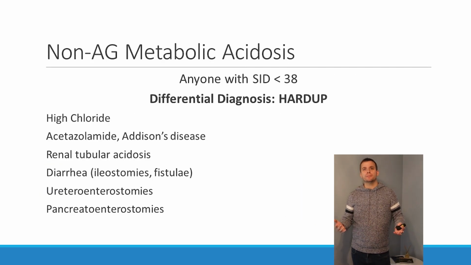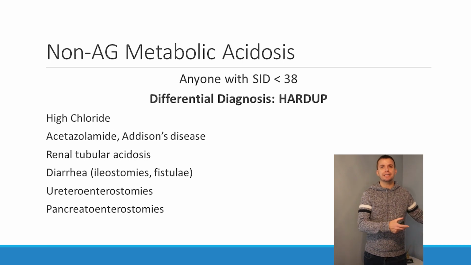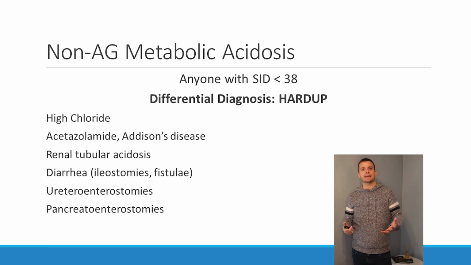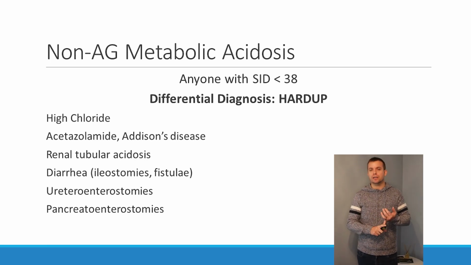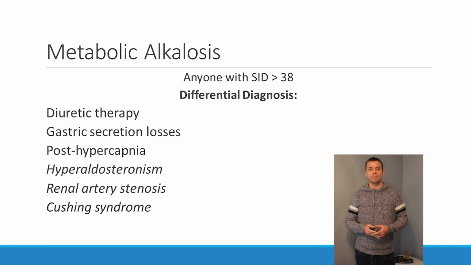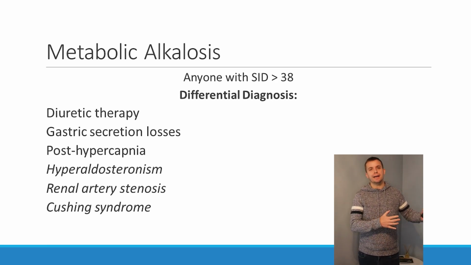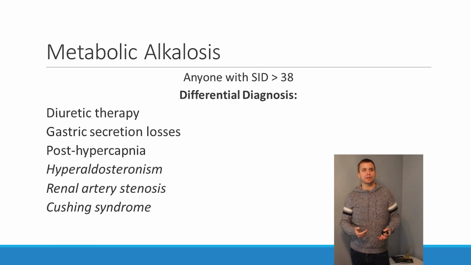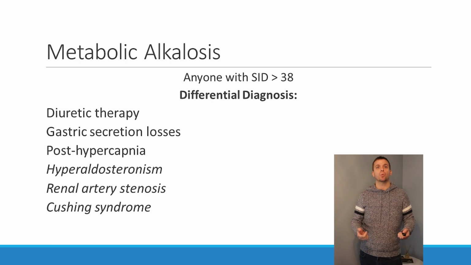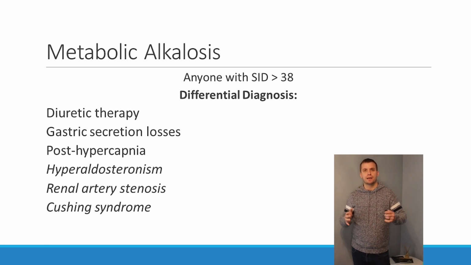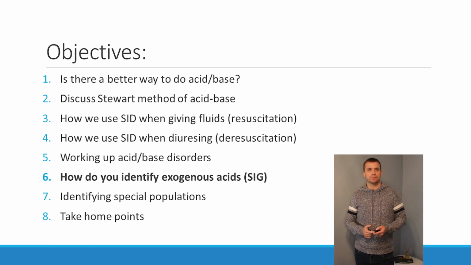So, working up acid-base disorders, anyone with a SID less than 38 is going to have a non-anion gap metabolic acidosis. High chloride, acetazolamide, renal tubular acidosis, and diarrhea are going to be the main causes. Anybody with a SID greater than 38 is going to have a metabolic alkalosis. Diuretic therapy, gastric secretion loss, and post-hypercapnia are also very common in this situation whenever you're trying to work up somebody that has a widened SID.